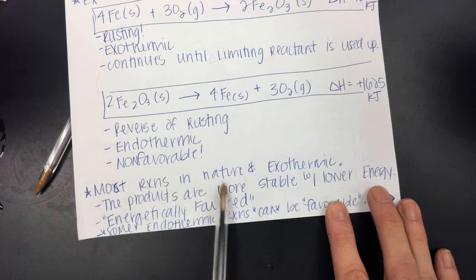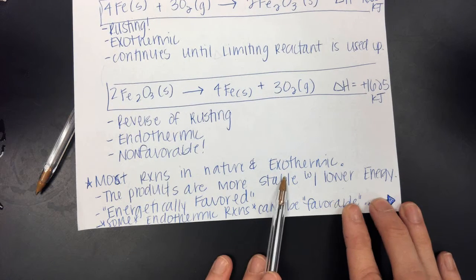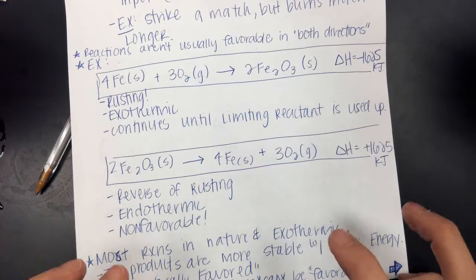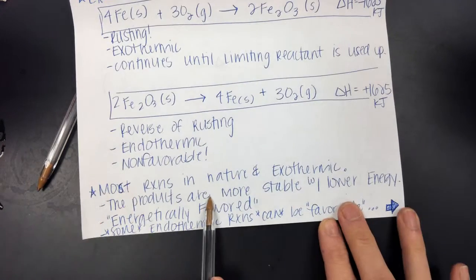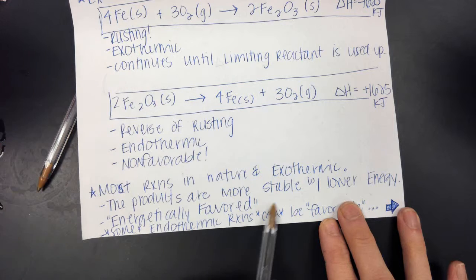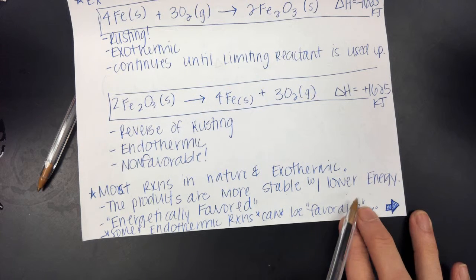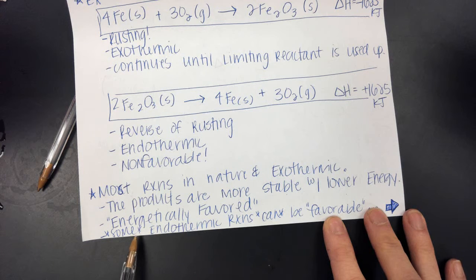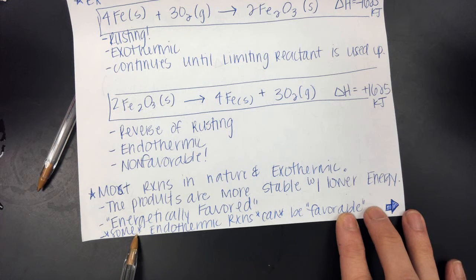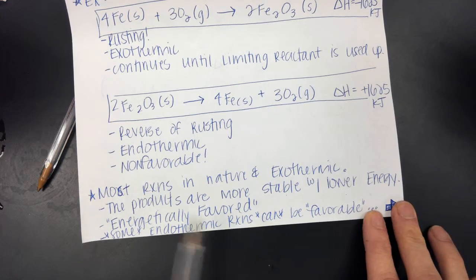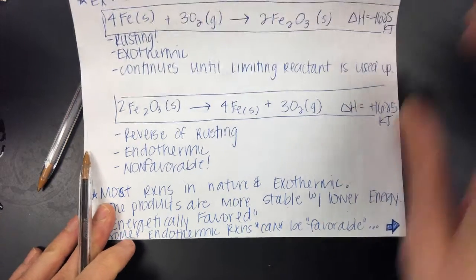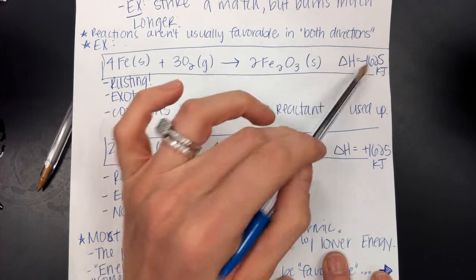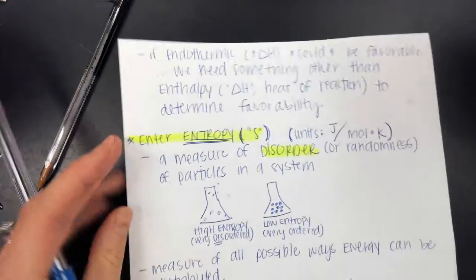Most reactions in nature are exothermic, and I've mentioned that a few times in class. This is because they are energetically favored. After that energy release, the products are more stable because they have lower energy. But this isn't true 100% of the time. Some endothermic reactions can be favorable, so we can't just assume that if it's exothermic, it's favorable.